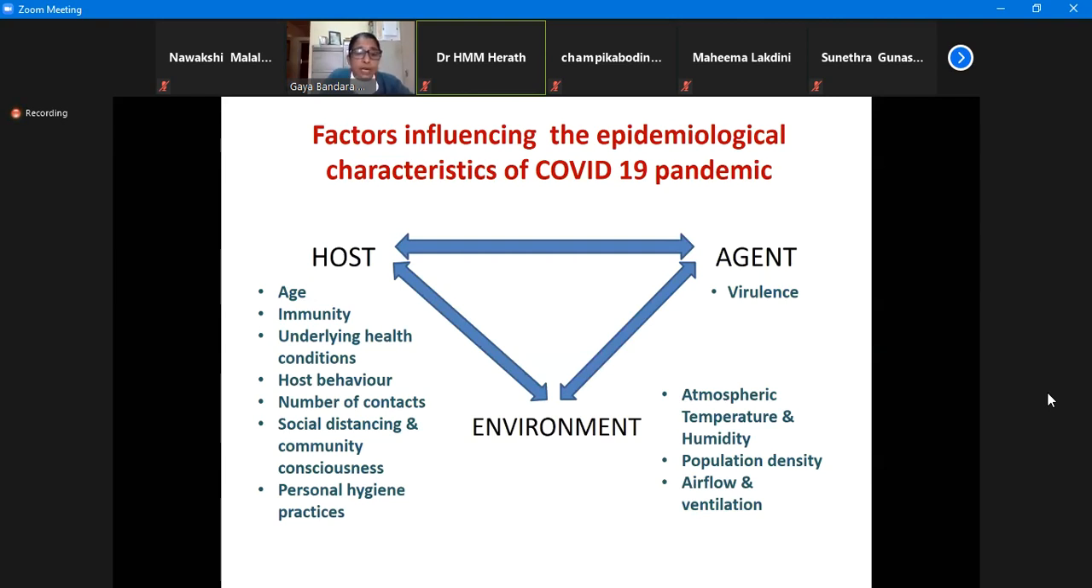Host behavior, whether you are adhering to sanitation practices, you are doing some kind of risk behaviors like the drug addicts where they share utensils, they have a higher likelihood of contracting the disease. And the number of contacts that you have, and social distancing and community consciousness. If the community is aware and they have these hygienic behaviors, then the likelihood of spreading the disease is less. And the personal hygienic practices like the respiratory hygiene, hand washing practices, they all play a role in spreading the disease. So with that, we come to the end of this presentation.